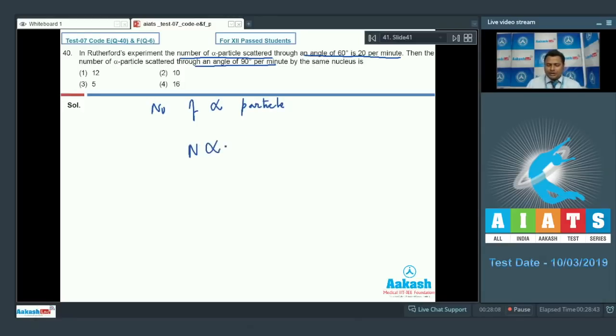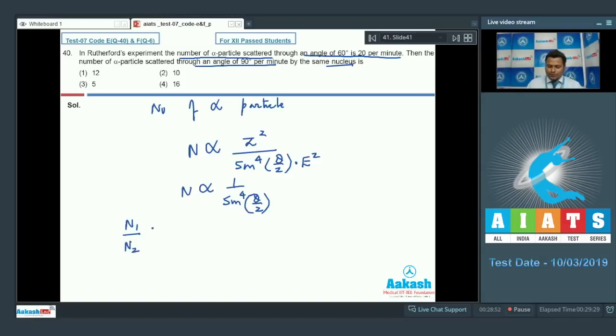N, which is proportional to Z square divided by sine to the power 4 of theta by 2 multiplied by E square. Now here it is already mentioned clearly that the nucleus is same, so Z will be same, and we can say that N is proportional to 1 upon sine to the power 4 of theta by 2 only. So let's take the ratio for both the cases. In case 1, number of alpha particles, suppose N1. In case 2, number of alpha particles, suppose N2. So ultimately the ratio goes something like this. N1 upon N2 will be equal to sine to the power 4 of theta 2 by 2, as the relation is inversely proportional, divided by sine to the power 4 of theta 1 by 2.